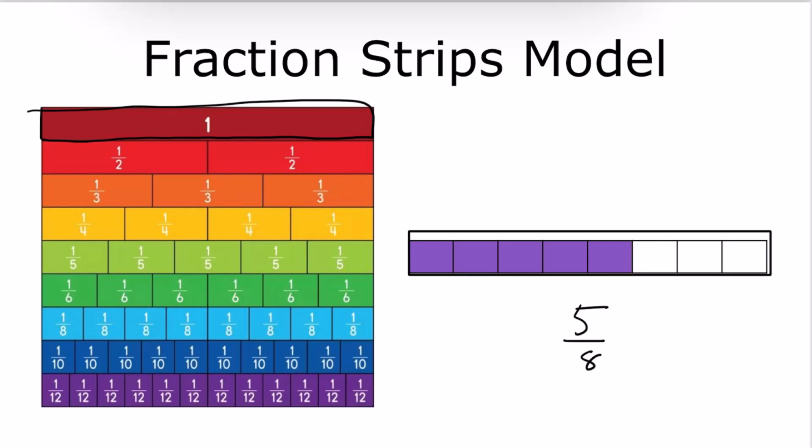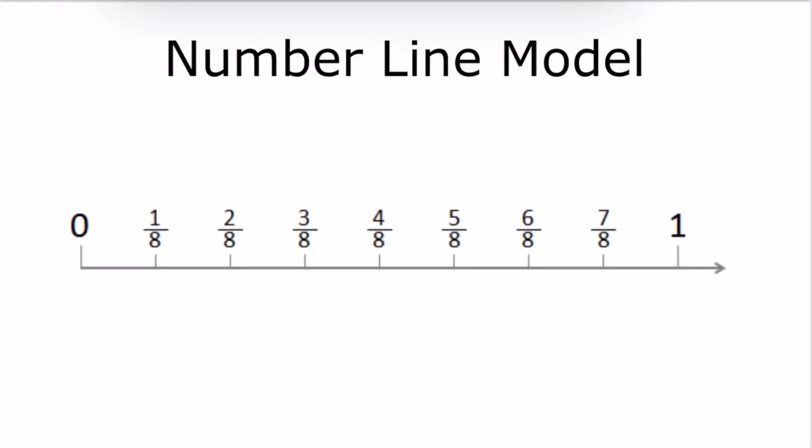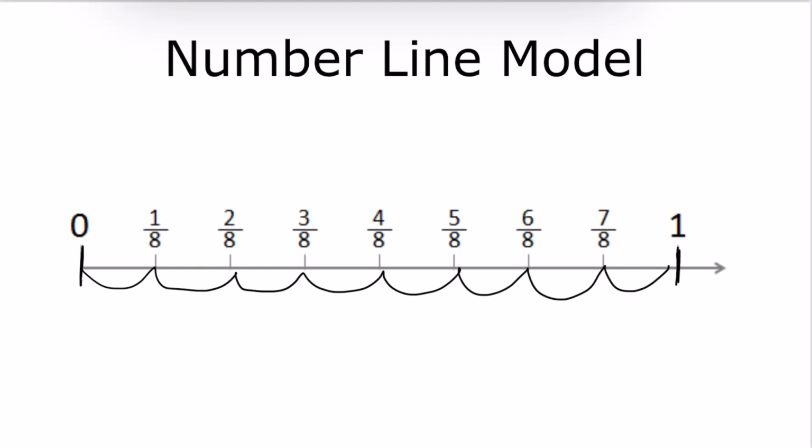And fraction strips are very, very similar and related to the number line model. So the number line model basically says that we take the space between 0 and 1, because that's one whole unit, and we split it up into equal sized pieces. So in this case, it's been split up into eighths. And you can see that there's 1, 2, 3, 4, 5, 6, 7, 8 equal sized spaces between the numbers 0 and 1. And the fractions 1/8, 2/8, 3/8, 4/8, 5/8, etc. can be represented by points on the number line.